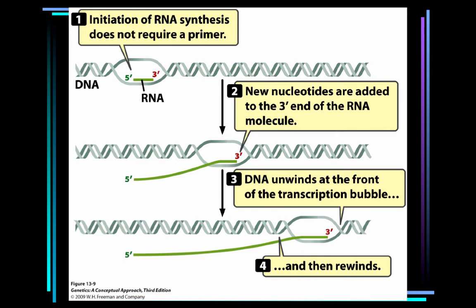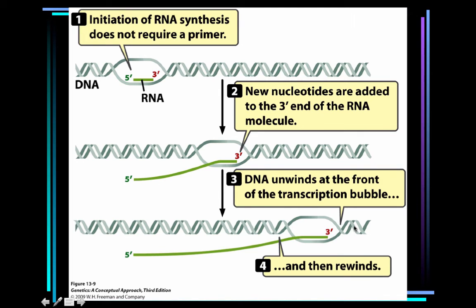So, with the elongation process, after we initiate RNA synthesis, we don't need a primer region after that. So the new nucleotides are going to be added to the 3' end of the RNA molecule, like we see in step number 2, where we are elongating this new messenger RNA.